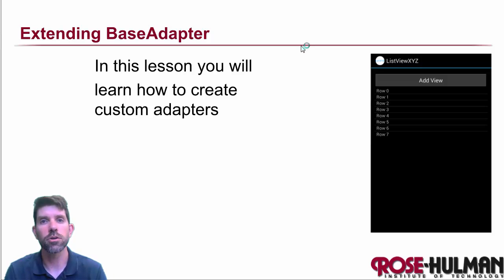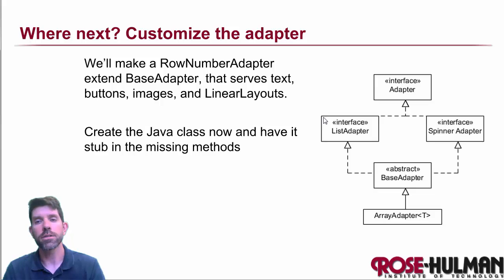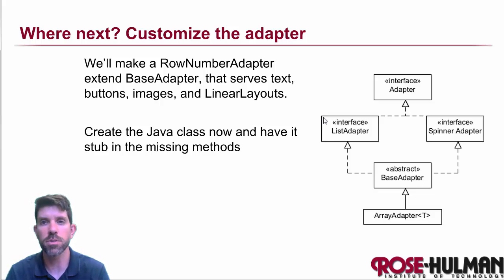In this lesson, we're going to learn how to create custom adapters, and specifically one that is going to number each row. We left last lesson talking about customizations for our adapter, and we said that what we're going to need to do is make a class that extends base adapter. The name of the class is going to be row number adapter. So let's go ahead and create it and take a look at what it has stubbed in for us.